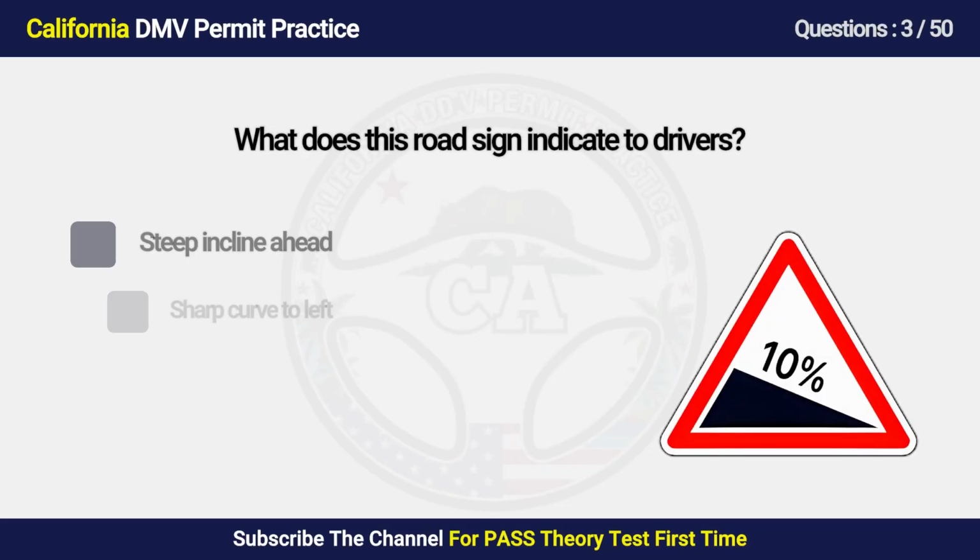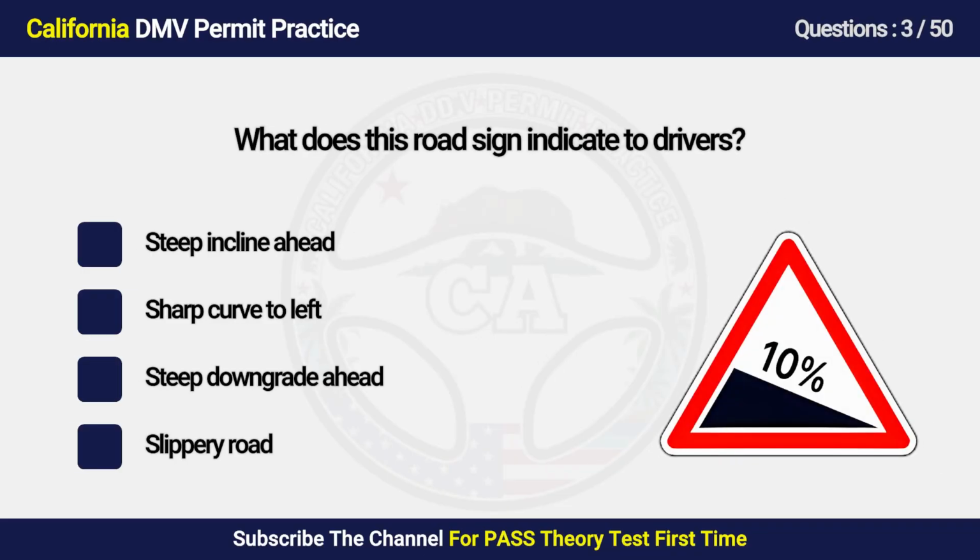Question 3. What does this road sign indicate to drivers? A. Steep incline ahead. B. Sharp curve to left. C. Steep downgrade ahead. D. Slippery road.